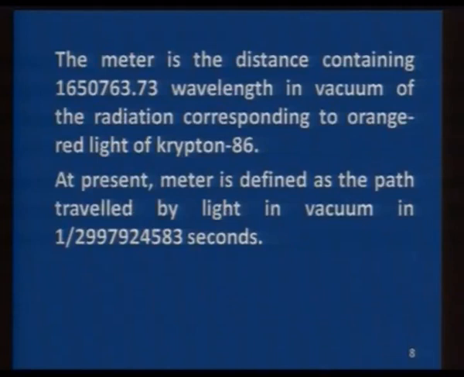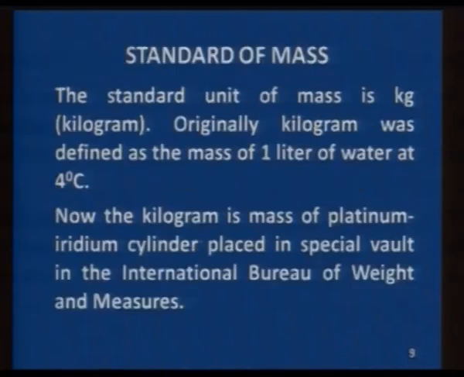The meter is the distance containing 1650763.73 wavelengths in vacuum of the radiation corresponding to orange red light of krypton 86. But at present the meter is defined as the path travelled by light in vacuum in 1 upon 299,792,458 seconds.